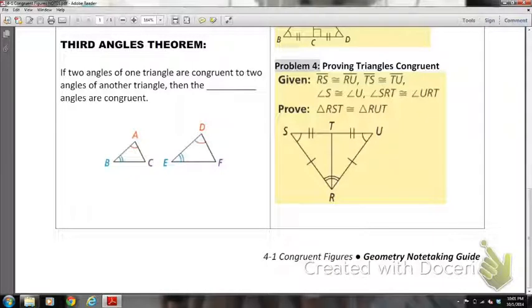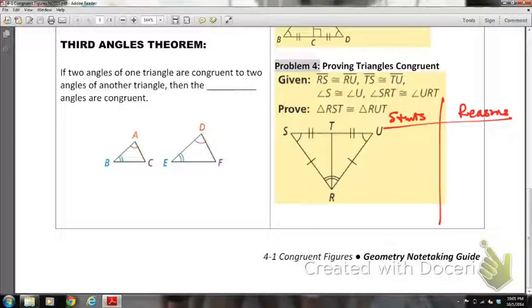In the last problem, we're asked to prove that these two triangles are congruent. We're asked to prove that triangle RST is congruent to triangle RUT. So let's do a two-column proof on this one. Let's put the statements on the left side and the reasons on the right.